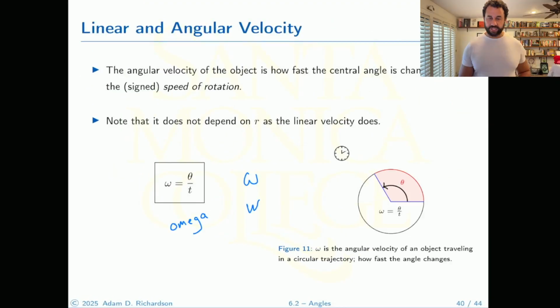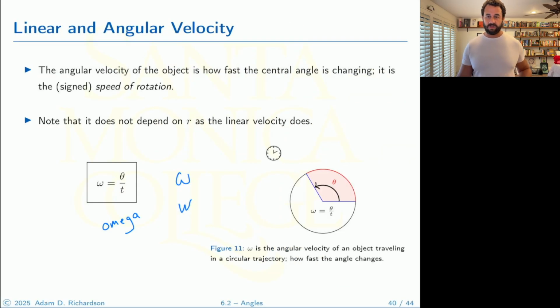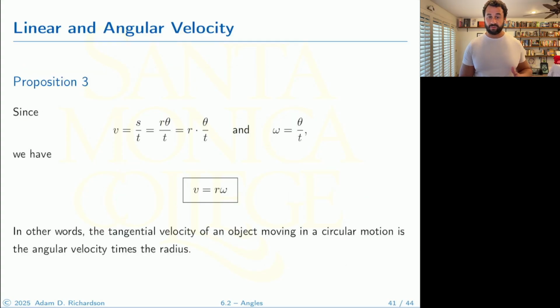Now we get this relationship. These different speeds, these different velocities, seem to be related in some way, and that's what we're going to distill right now. This is the connection between angular and linear velocity.